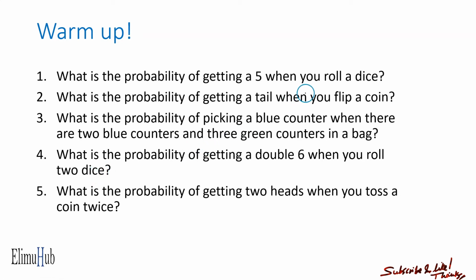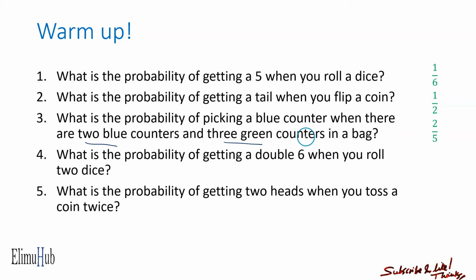First one, what's the probability of getting a 5 when you roll a dice? Well, there are 6 outcomes on a dice, and there's only one 5, so the answer is 1 out of 6. Probability of getting a tail when you flip a coin? Well, total of 2, and there's only one tail, so 1 out of 2. What's the probability of picking a blue counter when there are 2 blues and 3 greens? Well, in total, there are 5 counters and only 2 blue, so the chance is 2 out of 5.